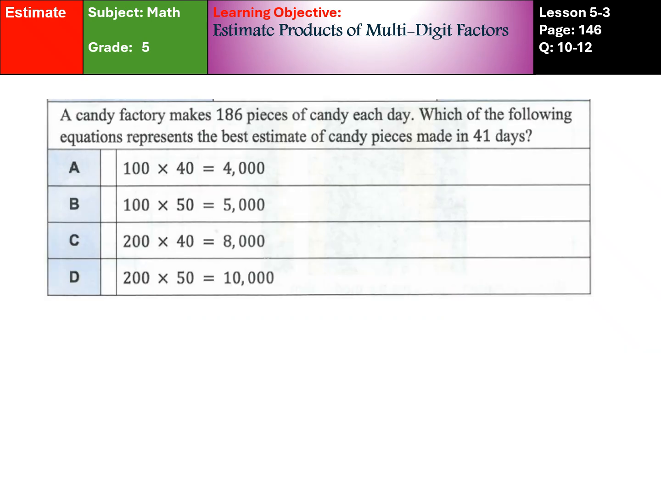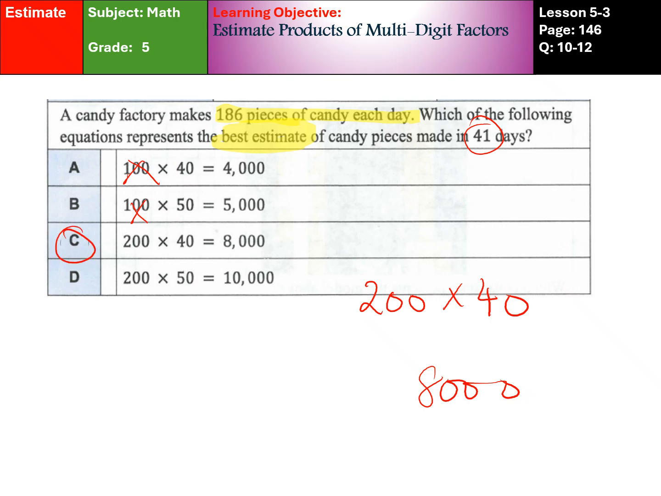A candy factory makes 186 pieces of candy each day. Which of the following equations represents the best estimate of the candy pieces made in 41 days? So if I look here, 186 is closer to 200 and 41 I can say 40. So that is 8,000, done. I will look for my answer. 186 to 100, no way. No. Okay, here 40 and 50. 50 is far away, so 40 is closer. So I'm going with this answer, C.